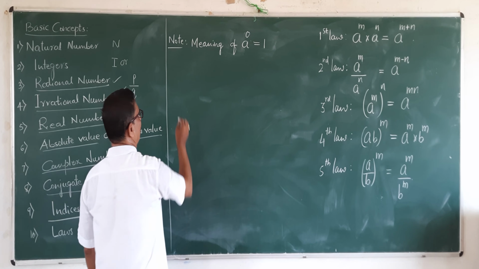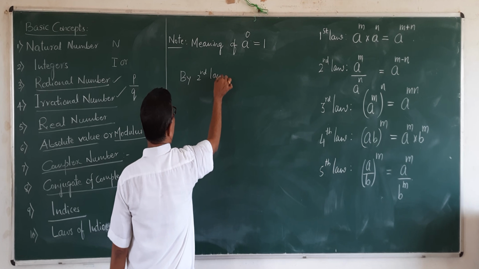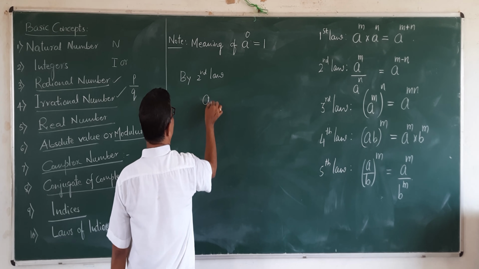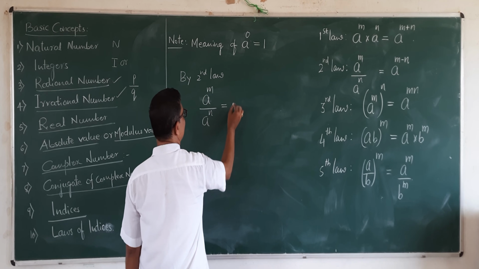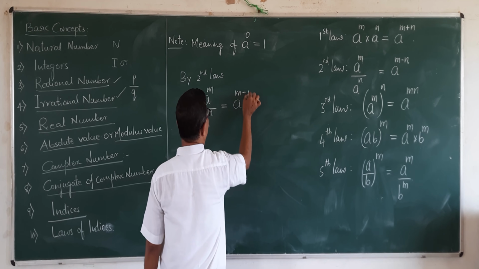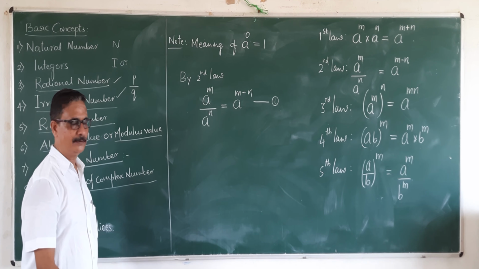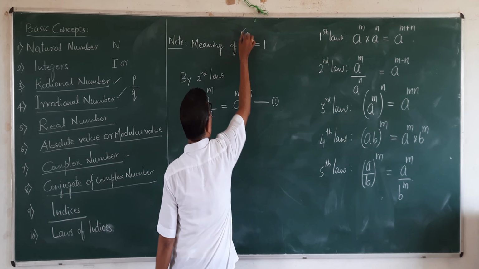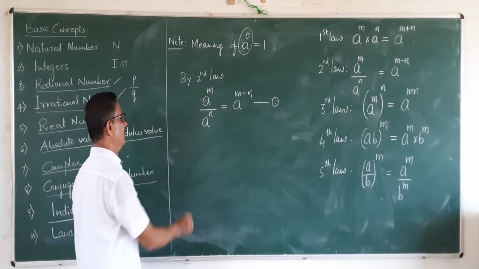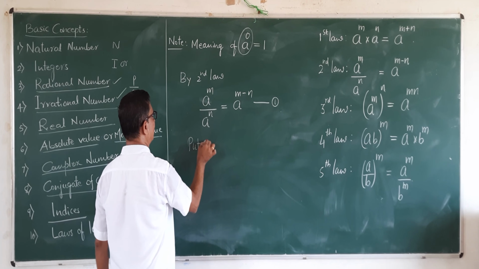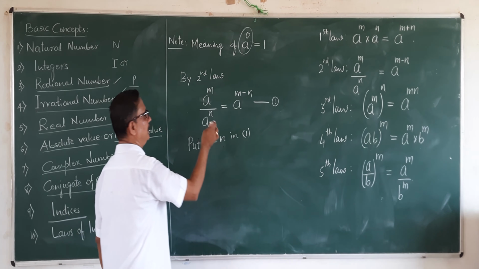Okay, now which law should we use? Apply second law. By second law of indices, a power m divided by a power n is equal to a power m minus n. Let us call this equation 1. We need to prove a power 0. What is the value of a power 0? How do we solve it? By substituting m is equal to n. Put m is equal to n.